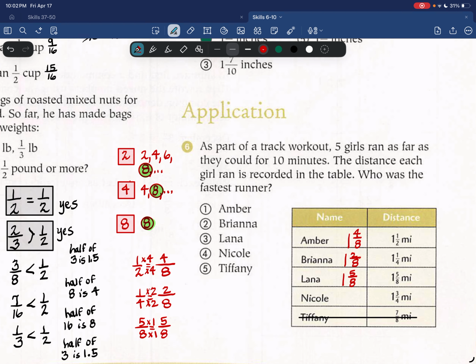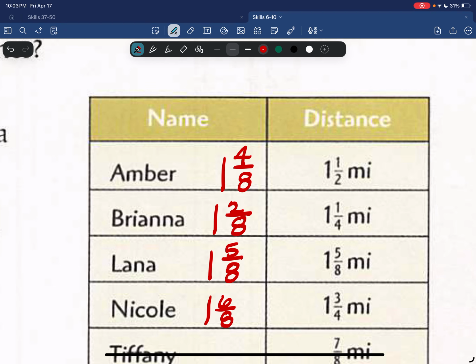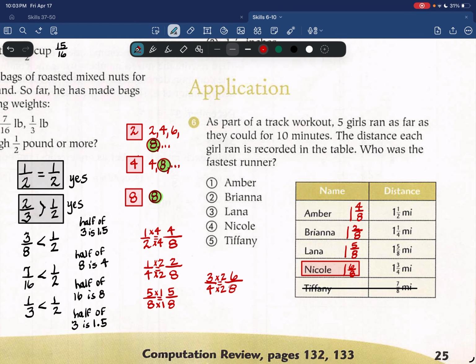And then Nicole was 3/4. So we raise that up to 8ths. And we're multiplying by 2. So Nicole was 1 6/8. So of these distances, who ran furthest? Who got the farthest distance-wise? And of course, that would be Nicole. So I like answer 4 here.